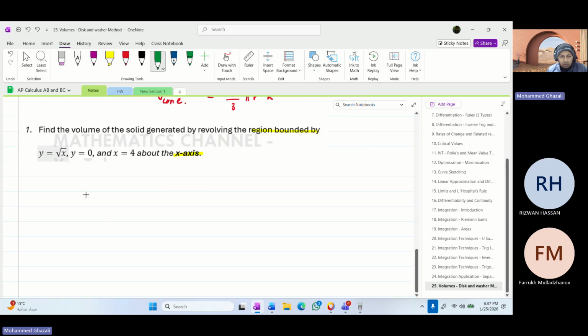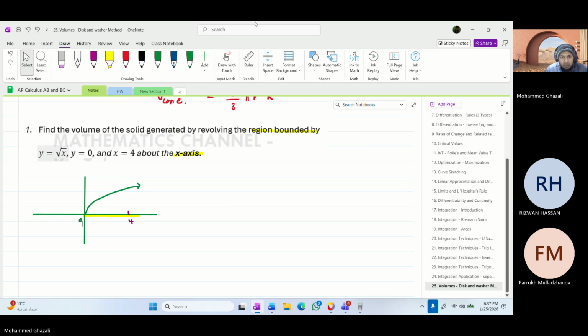Okay, now let me draw this. How do we draw y equals square root of x? Remember when we did functions, I showed you how to do that. Square root of x is a root function, so it starts from 0. Now, y equals 0 is the x-axis line, and x equals 4 is a line right here, so you're stopping at 4.